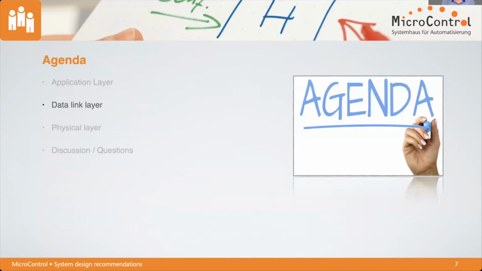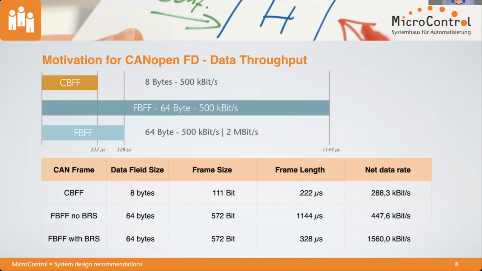Let's get into the next topic. We leave the application layer, we jump into the data link layer. And when we jump into the data link layer, the first point is, what is typically your motivation to jump over to CANopen FD? Well, if I remember my first thoughts, it was data throughput.